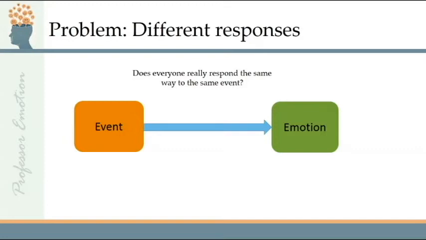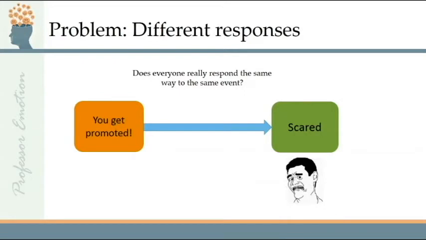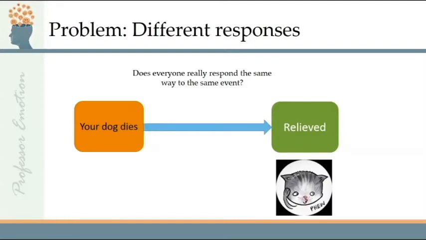So let's think about the events we've already talked about. Isn't it possible that someone gets promoted and they don't feel happy, but they feel scared? Maybe they're worried about how they're going to perform at this higher level. Maybe they're worried or scared about how they're going to manage people. Even with a dog dying, someone might feel sad and they also maybe will feel relieved. Maybe their dog has been in pain for a really long time and now their dog isn't suffering anymore. A different emotional response from the same event. How could that happen if events cause emotions directly?